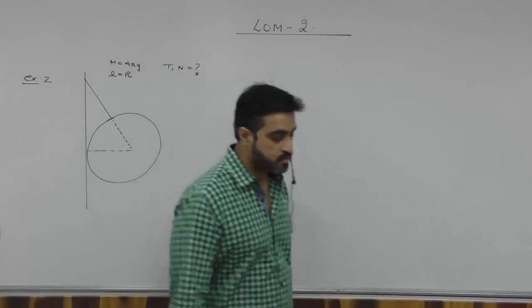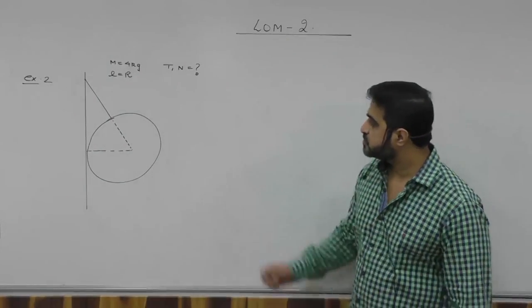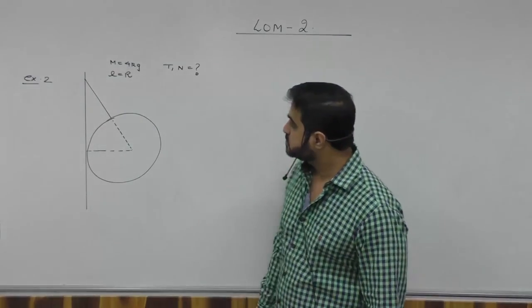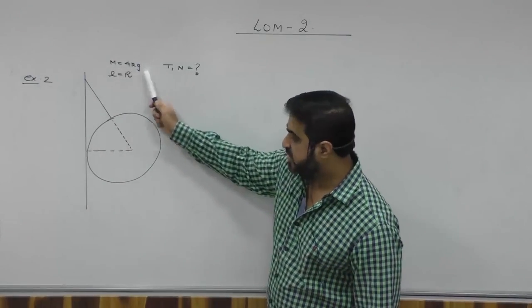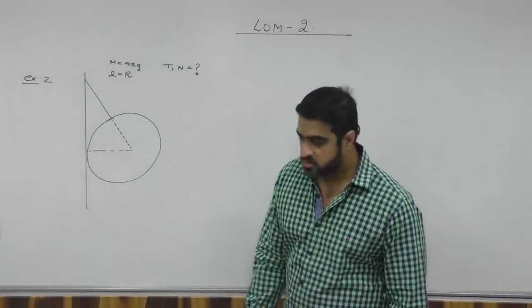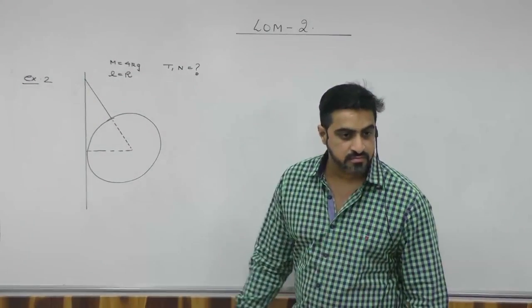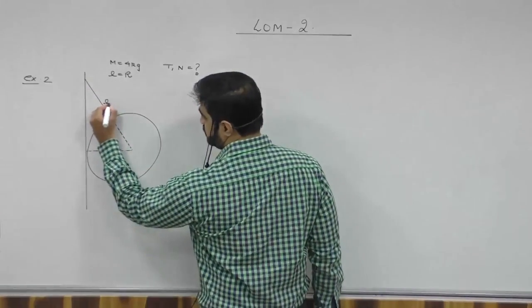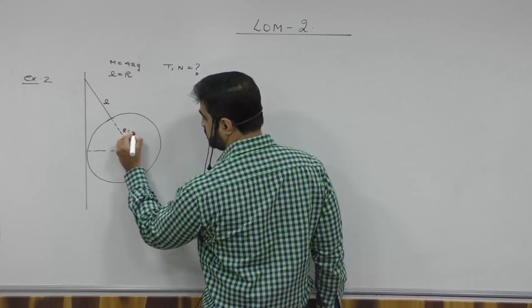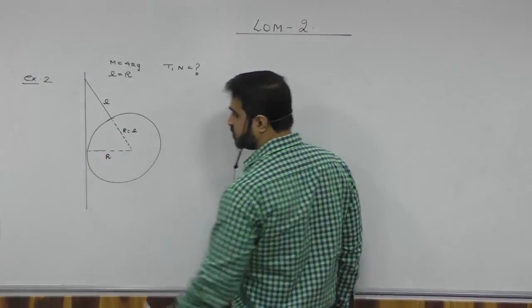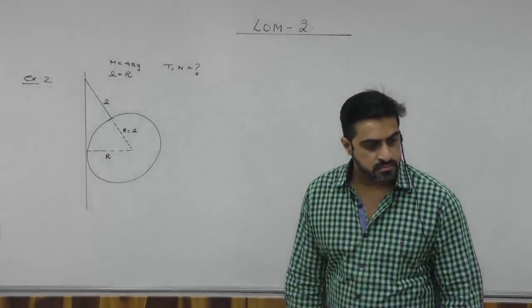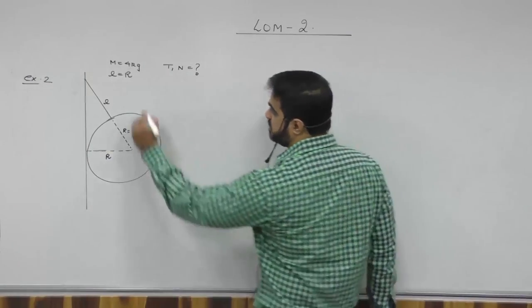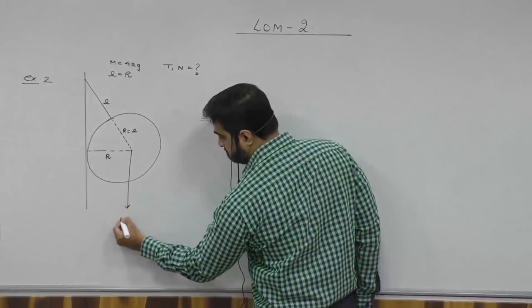Just pay attention. A sphere is given resting against a wall. Mass is 4 kg and L is equal to R. Find T and N. So they are telling you that this length of the string and this R is the same. Okay? You are understanding what's happening? And they have given you that mass is 4, so weight will become 40.